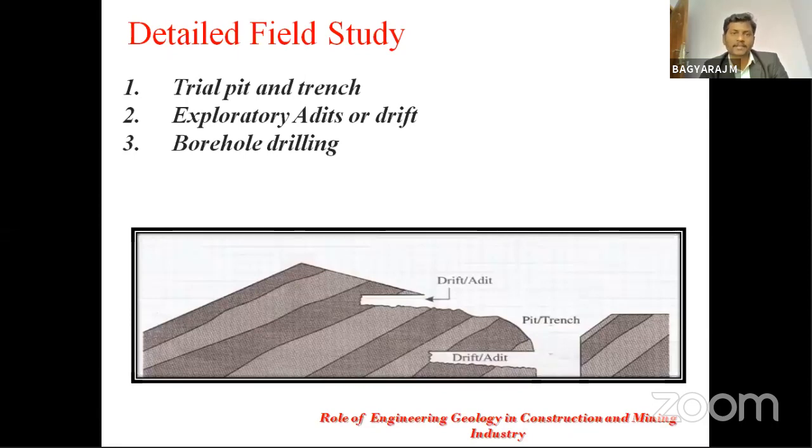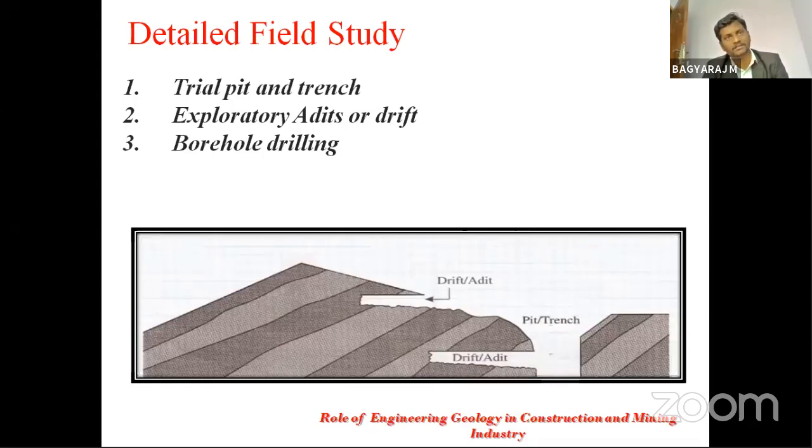The first is the pit and trench, which can be very shallow. We use them for 1 meter to 5 meter depth. We can create small tunnels, called adits, which can be built up to 5 meters deep into the rocks. So we can use the adits and drifts to sample from the inner part of the rocks, as well as install some instruments used for testing to work out the geotechnical properties of rock masses.